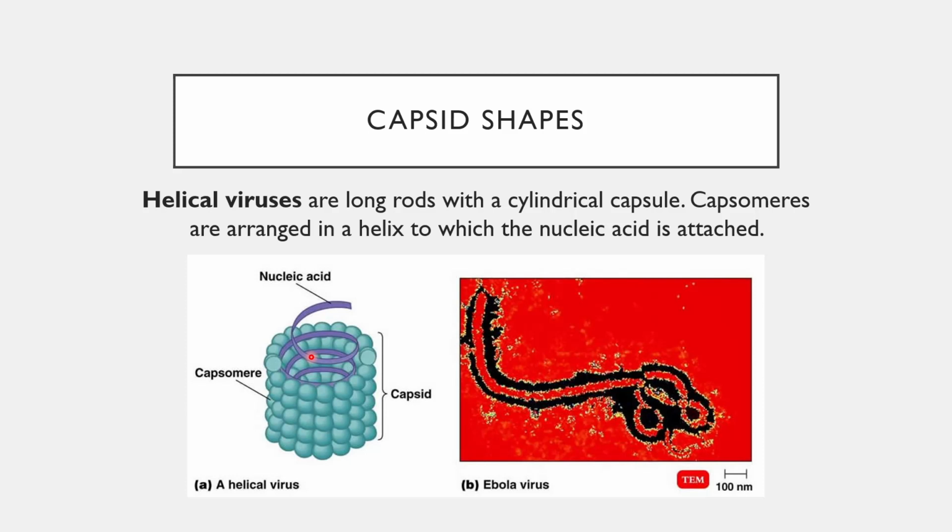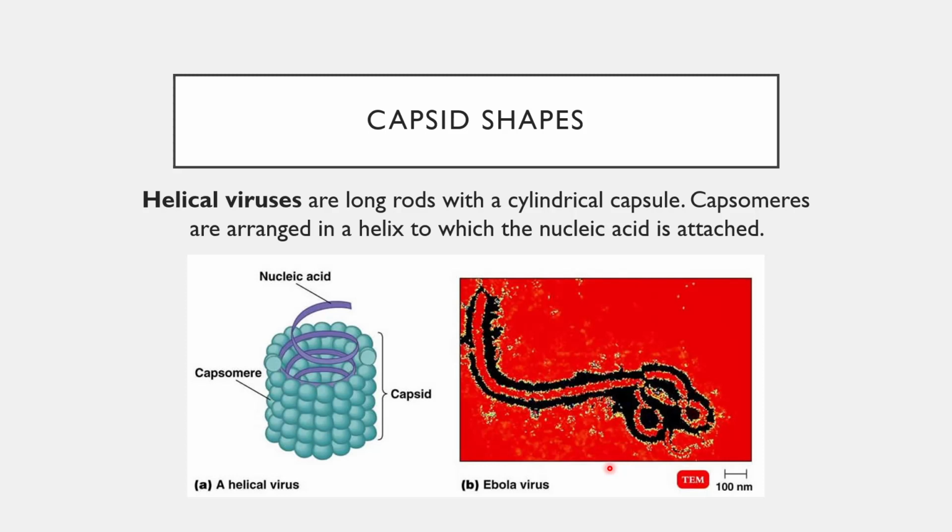An example of a helical shaped capsid virus is the Ebola virus, which you can see right here. Another example is the tobacco mosaic virus, which, although it's not a virus that's infectious for humans, infects a variety of plants. It was the first virus ever to be recognized, the tobacco mosaic virus.